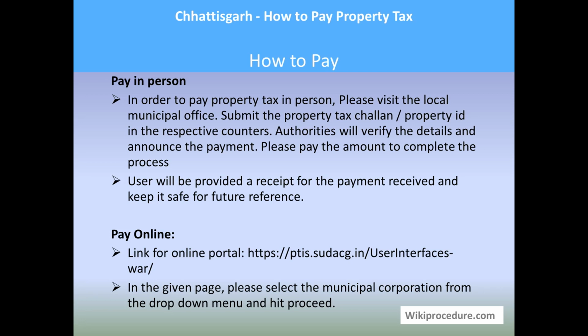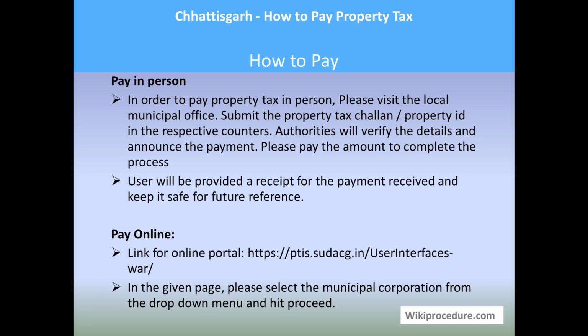In order to pay property tax in person, please visit the local municipal office and submit the property tax challan or invoice along with the amount which is prescribed. Upon accepting your bill and the payment, the clerk at the counter will issue a receipt, that is the property tax payment receipt, which you have to keep safe for future reference.